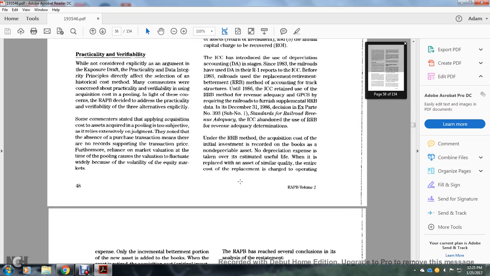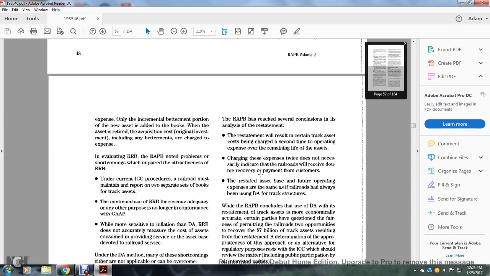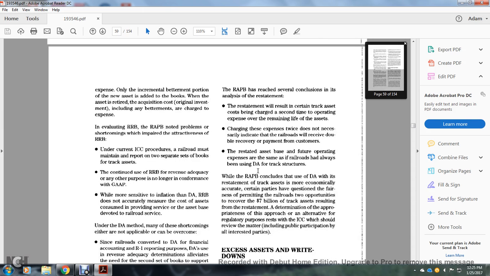Under the Railroad Retirement Betterment method, the acquisition cost of the investment is recorded on the books as non-depreciable assets, with no depreciation expense taken over the estimated useful life. When replaced with assets of similar quality, the entire cost of the replacement is charged to operating expense, and only the incremental betterment portion of the new asset is added to the books. Assets retired are charged to expense at the acquisition cost of the original investment, including the betterments.